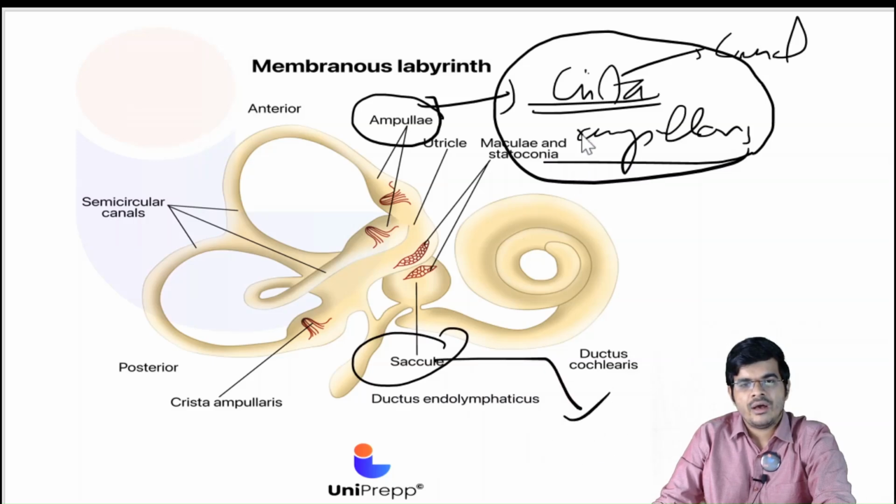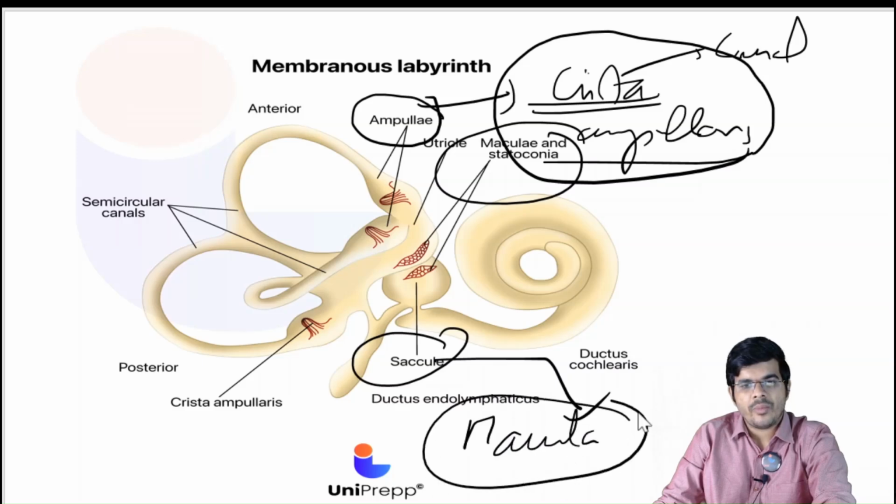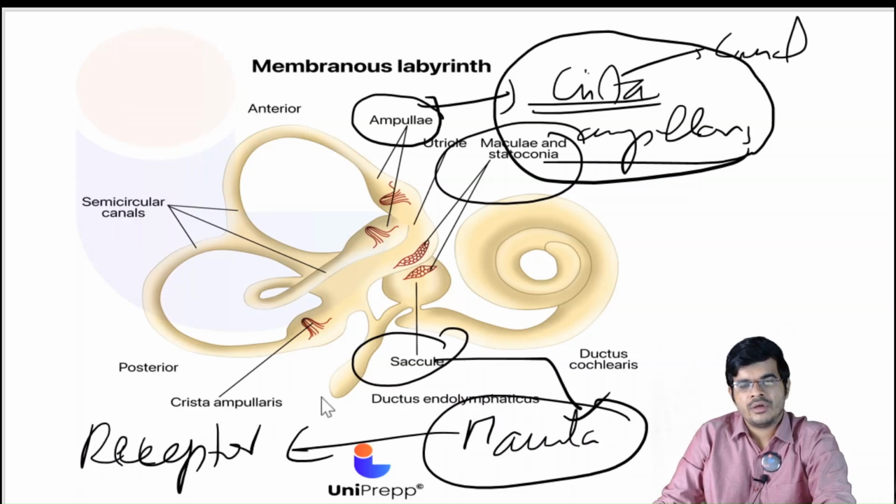statoconia on the macula. Okay, macula is the receptor for this utricle and saccule. Now what is the function of this utricle and saccule and that of the semicircular canals?